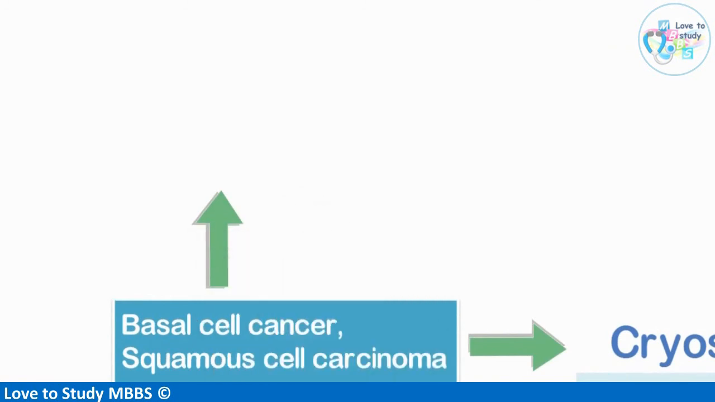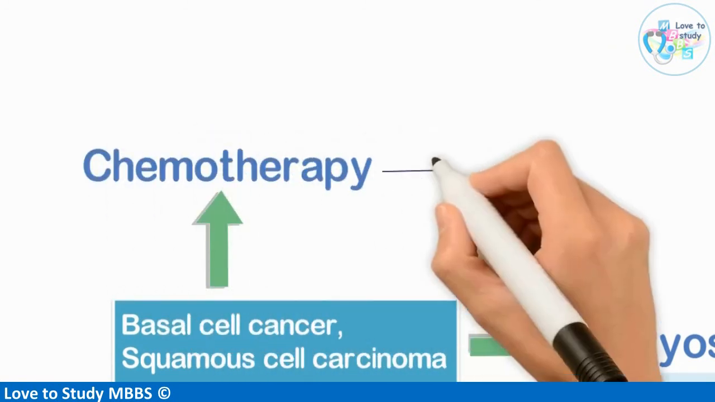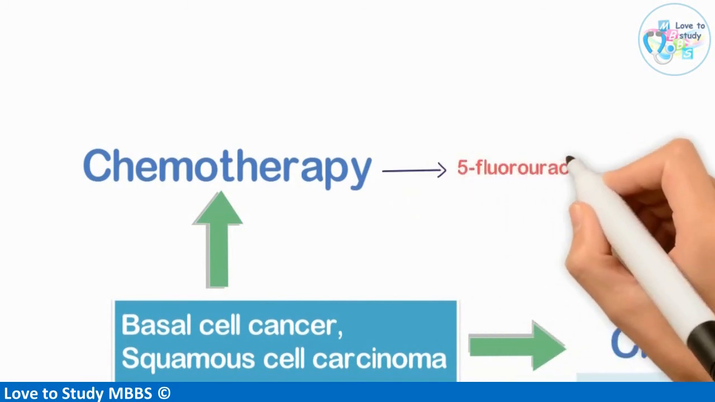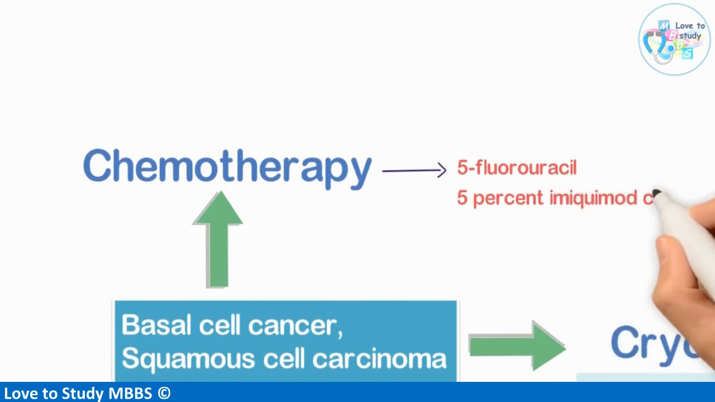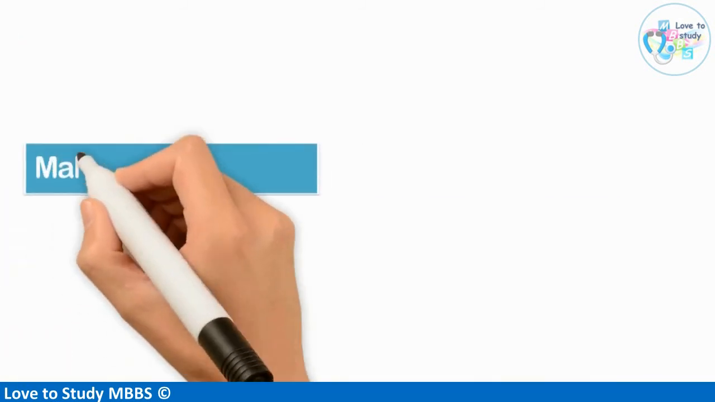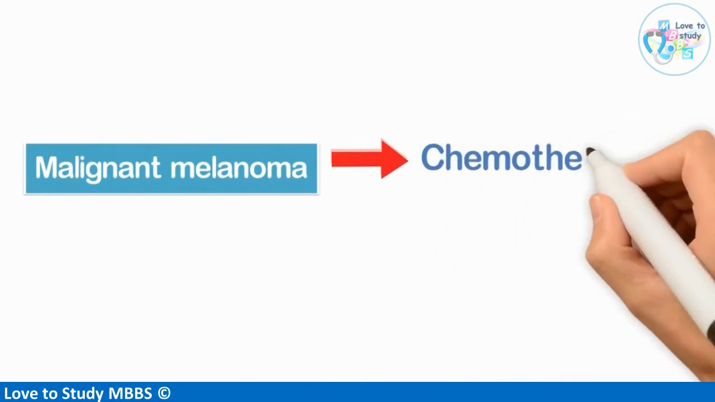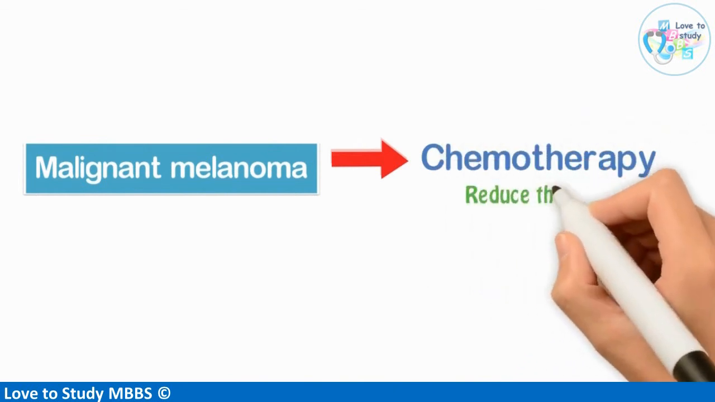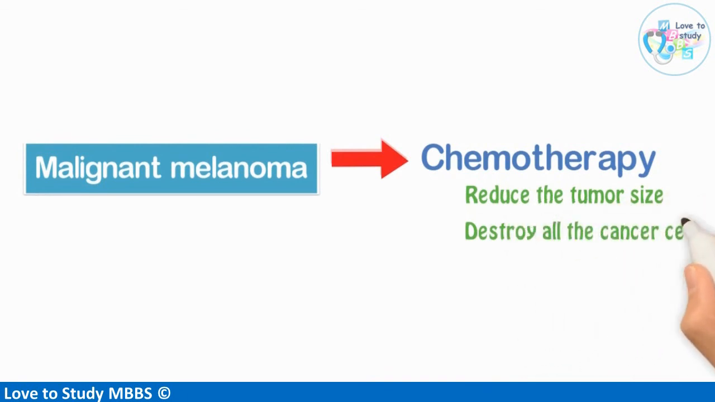BCC and CSCC can be treated with chemotherapy alone, particularly with the topical application of 5-fluorouracil or 5% imiquimod cream. Chemotherapy can follow Mohs surgery to get rid of any residual cancer cells not removed by direct surgery. Patients with malignant melanoma who have a metastatic lesion or several metastases can be treated with chemotherapy to reduce the tumor size and to possibly destroy all the cancer cells that cannot be removed surgically.